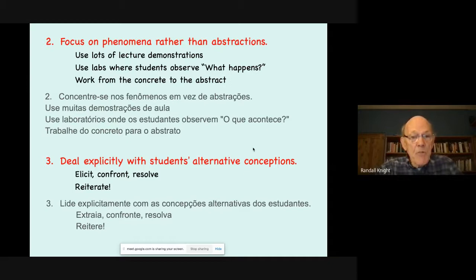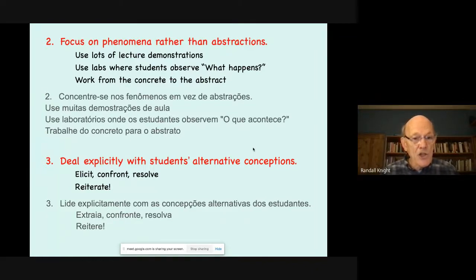Students have all these misconceptions, sometimes called alternative conceptions, and you have to deal with those because those are getting in the way of their learning. So how can you do that? Well, one way is to elicit the misconceptions by asking them conceptual questions in class, by using interactive lecture demonstrations. Get students to bring up their misconception. Then you can confront the misconception once it's out in the open. Again, a lecture demonstration is a really good way of doing that. And then you have to resolve it, saying, well, your prediction didn't work. Why not? What's a better way of thinking about this that would have made a correct prediction? And then do it again, and do it again, and do it again.